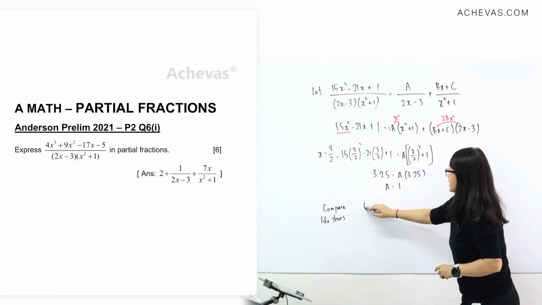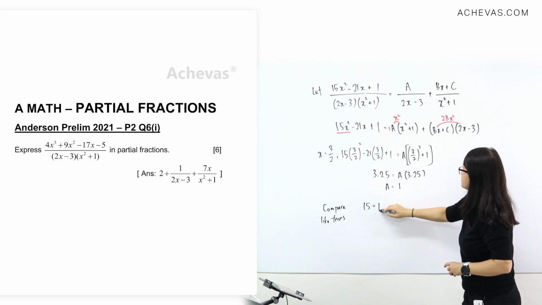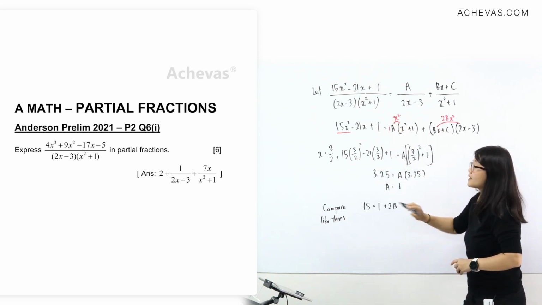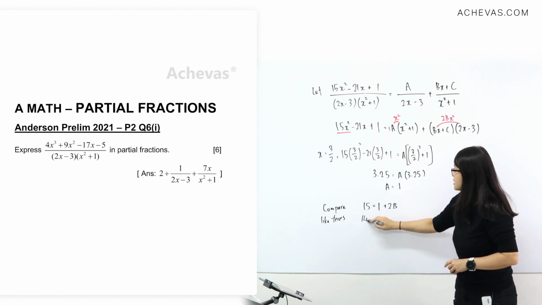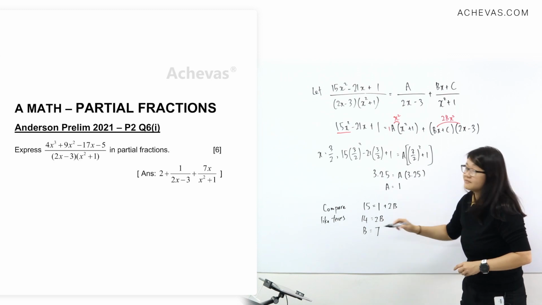Now I have 15 on the left, which is equal to, I'm going to take the coefficient, which is 1. The number is 1, this one is 2b. So I know that 14 is equal to 2b. So B must be 7.